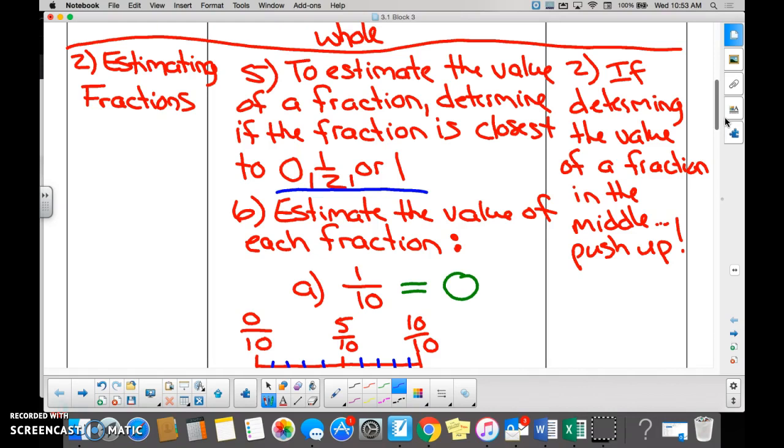You have 3 choices when estimating a fraction. The choices are what, Sebastian? 0, 1/2, or 1. Remember, fractions live between what 2 numbers on the number line? On the count of 3, tell me. 1, 2, 3. 0 and 1. So what we're trying to do is take any fraction we're given and determine if it's closer to 0, closer to 1/2, or closer to 1.